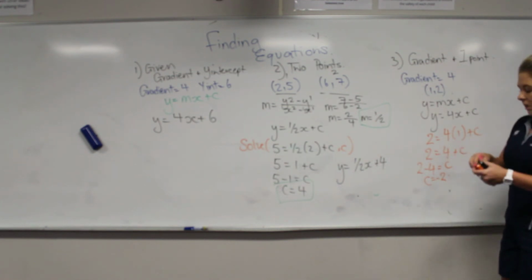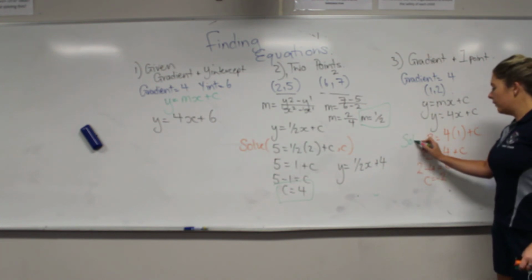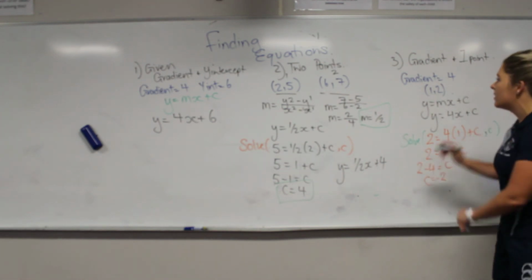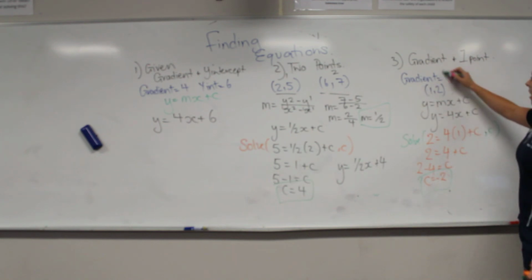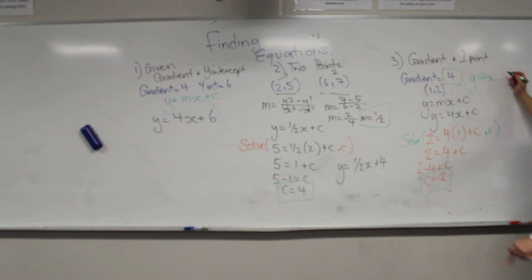You will once again do this on your calculator. Okay, you're going to put it in here, solve, bracket, comma, c. You are not doing it by hand, there is no point. So now I have my y-intercept, I have my gradient, y equals 4x minus 2.